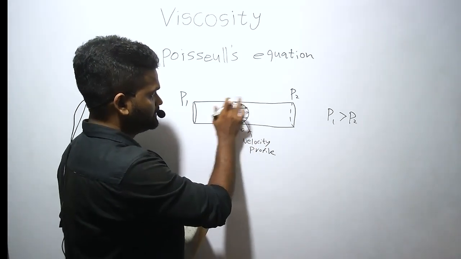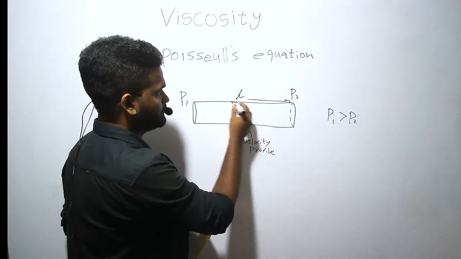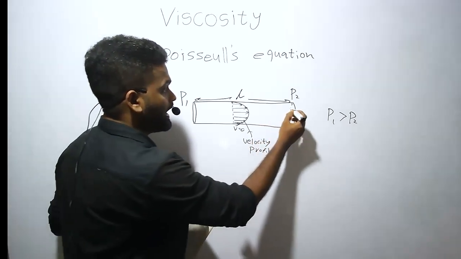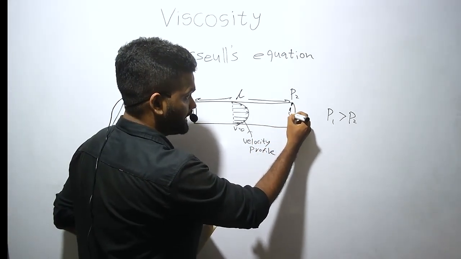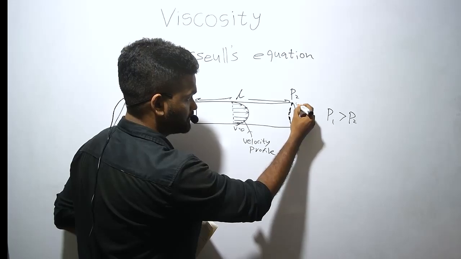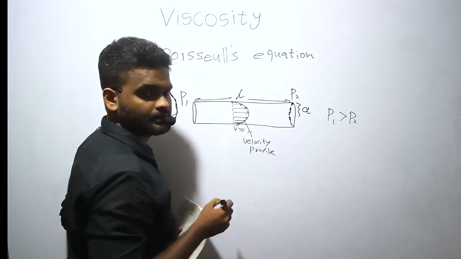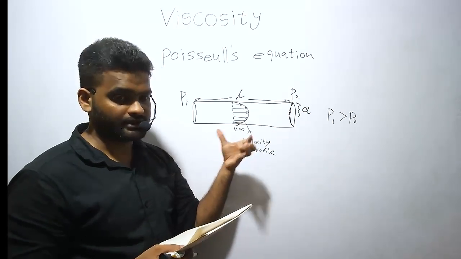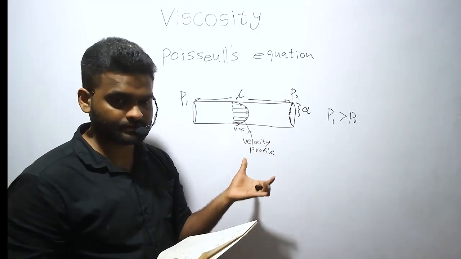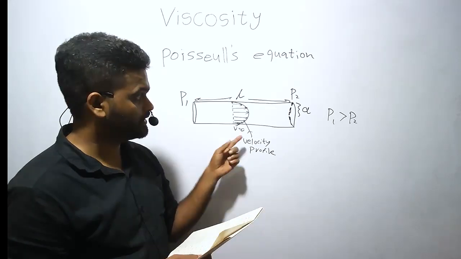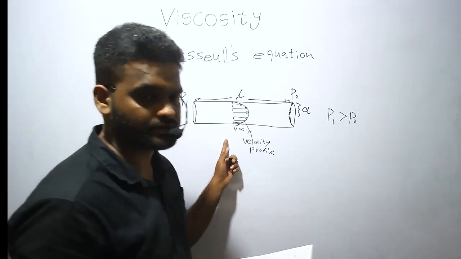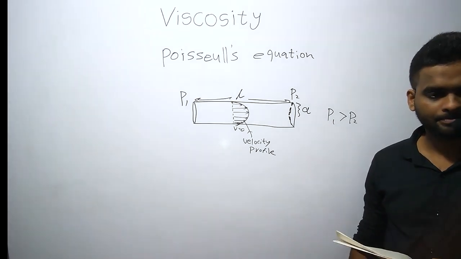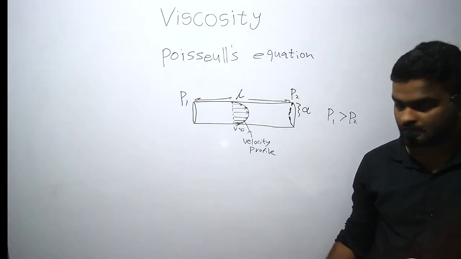Then another thing, length of the pipe. Let's say length of the pipe is simply L. And radius of the pipe, simply A. I'm taking radius of the pipe to be simply A, right? So we are going to build that equation, right? Okay. Just take this down. Thumbs up, right? Take this down.